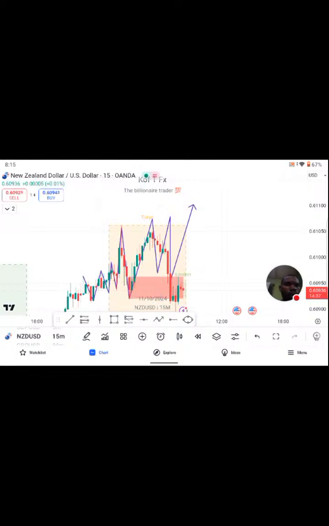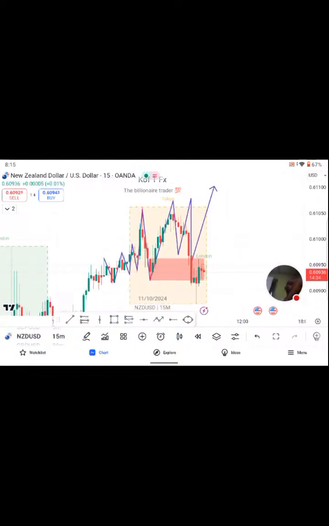Once the London session opens, I would want to see this kind of thing on the charts: price grabs this liquidity, then it is still within this zone, and I have a break of structure here, and I have this inducement. This is my perfect setup.